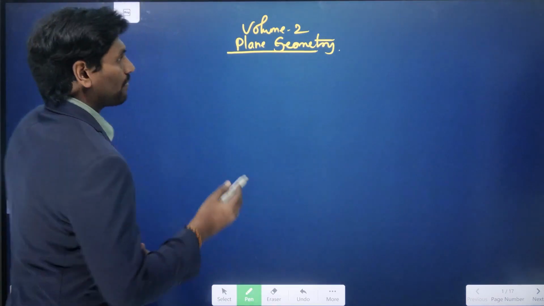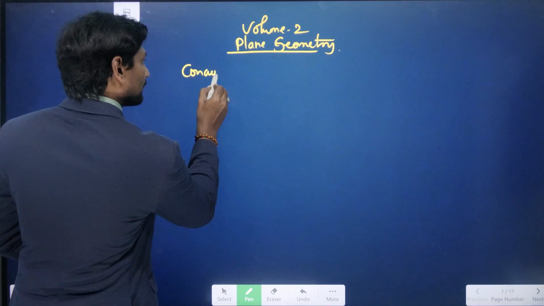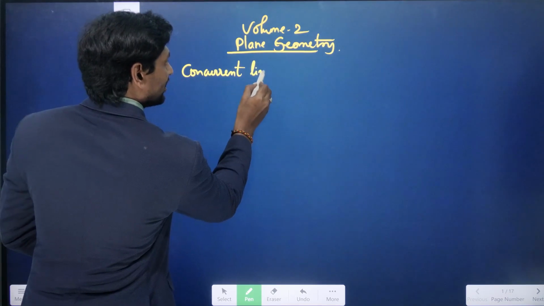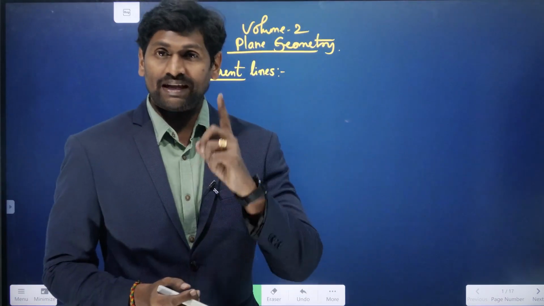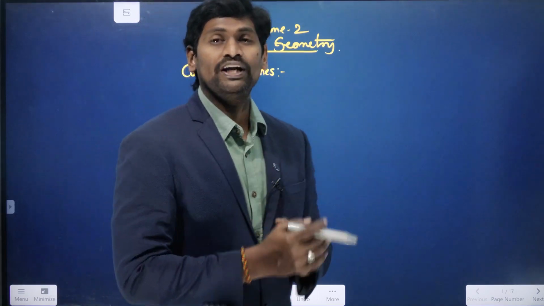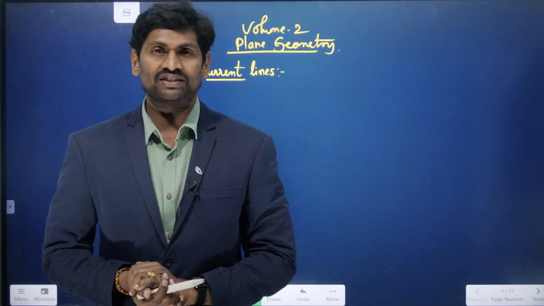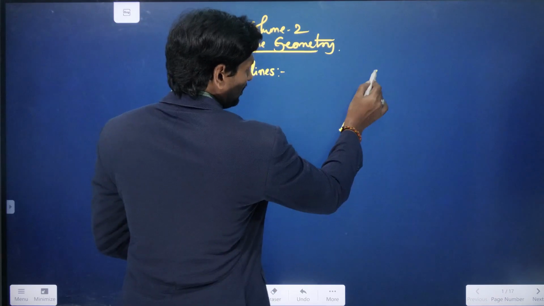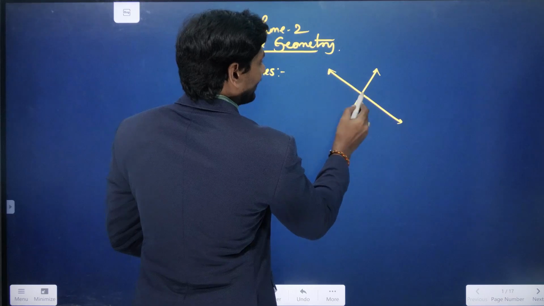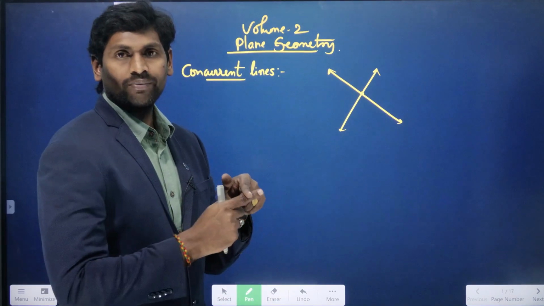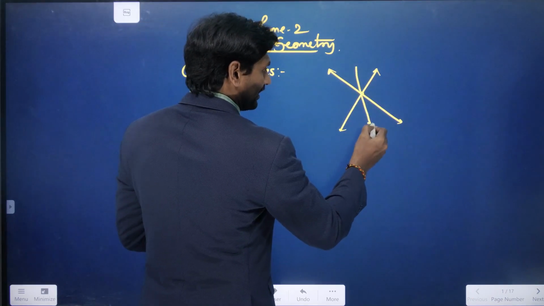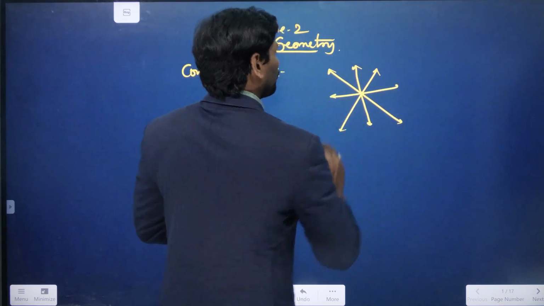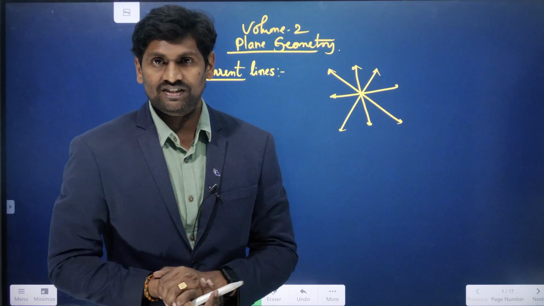Before that, let us go to the concurrent lines. What are called concurrent lines? Simply, concurrent lines are more than two lines having a same common point. Such lines are concurrent lines. If two lines intersect at a point, having a common point, such lines are called intersecting lines. So more than two lines having a same common point are called concurrent lines.